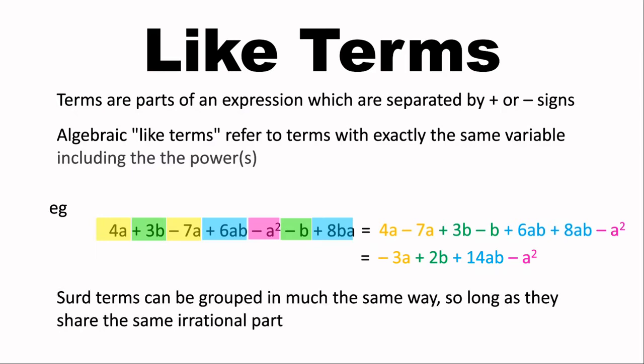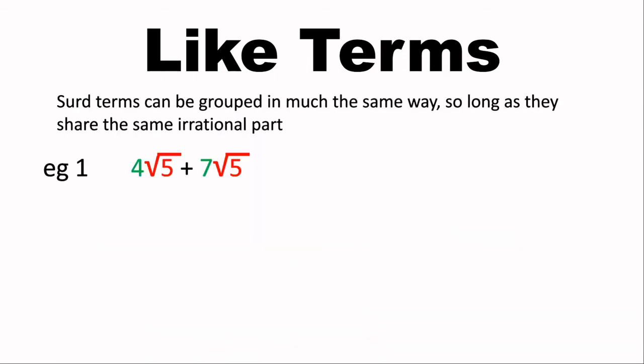We can simplify surd terms in a very similar way, so long as they share the same irrational part. For example, 4 root 5 plus 7 root 5, they have the same number under the square root sign. So we could call these like terms, and we could group these together. We could say that we've got 4 plus 7, that's 11 root 5. Now, hopefully that was obvious. So let's try something a bit more interesting now.